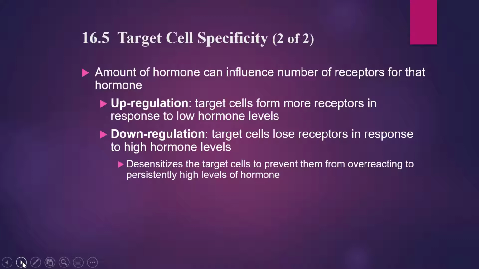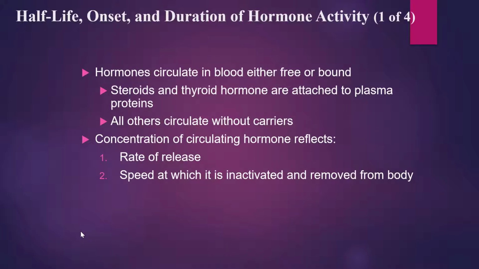And then downregulation is the opposite. This is when target cells shed off receptors if there's too much hormone around them and they don't need the response to the hormones anymore, okay? This will desensitize the target cells to prevent them from reacting persistently to the effects of high levels of hormones.